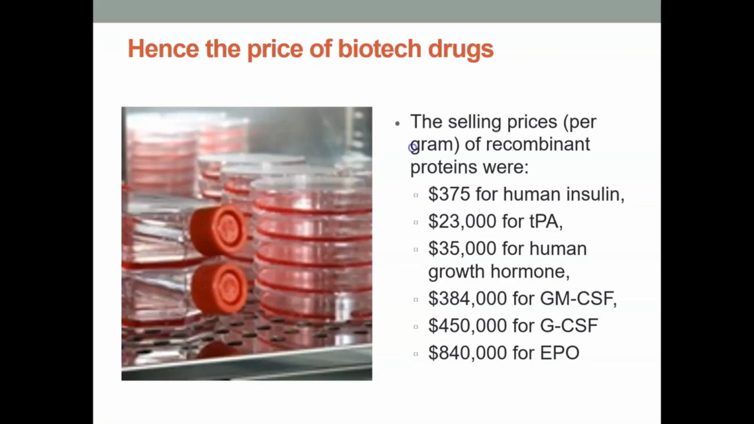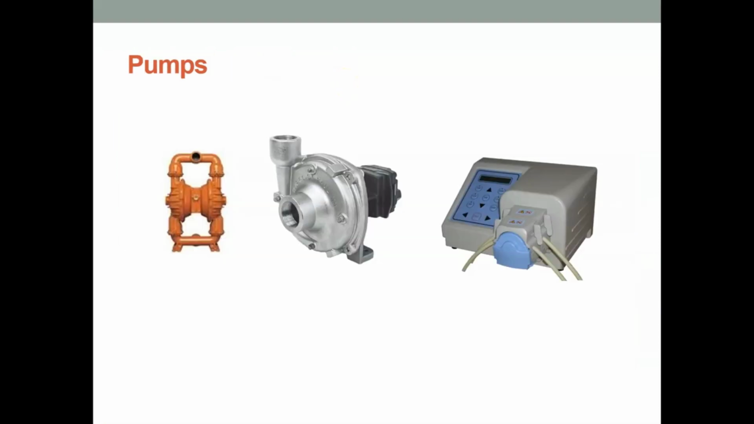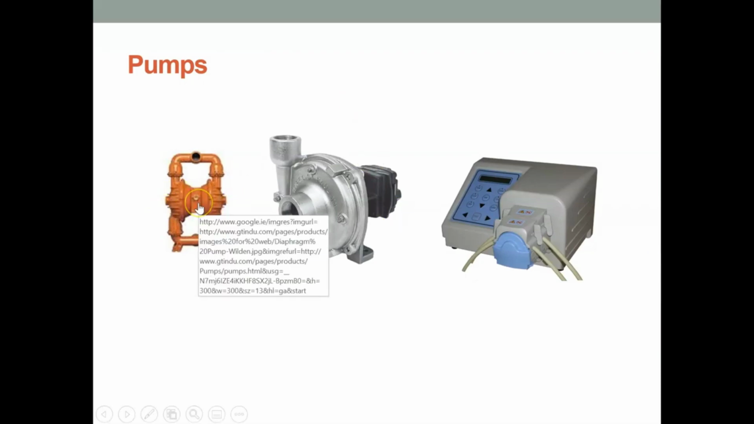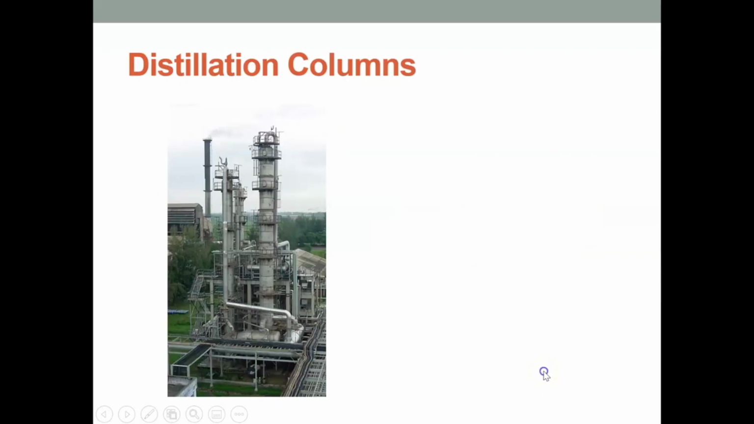This is just to give you an idea about what a large-scale vessel looks like in a manufacturing site. These are different types of pumps you might find in a pharmaceutical site. The first one here is a diaphragm pump. The second one is a centrifugal pump, and then we've got a peristaltic pump. So that's what they might look like on the site floor.